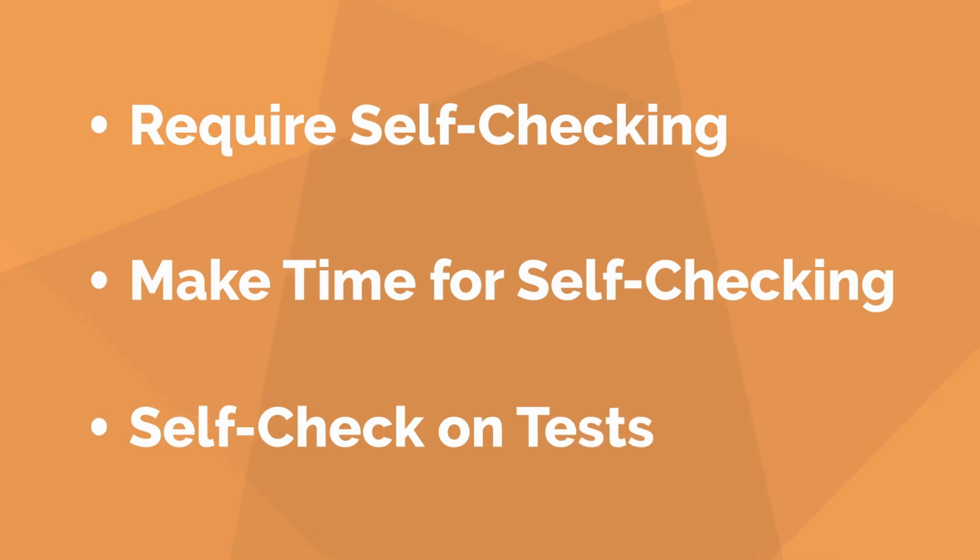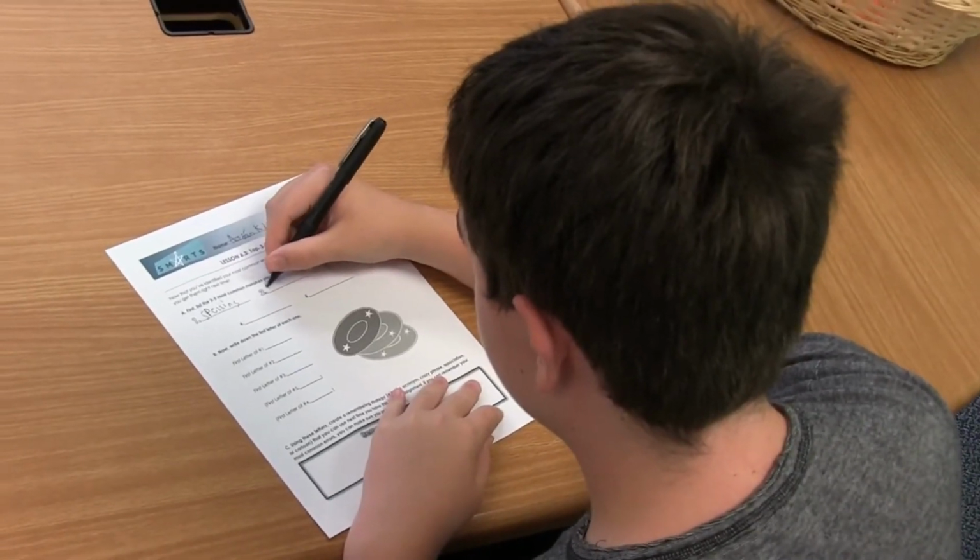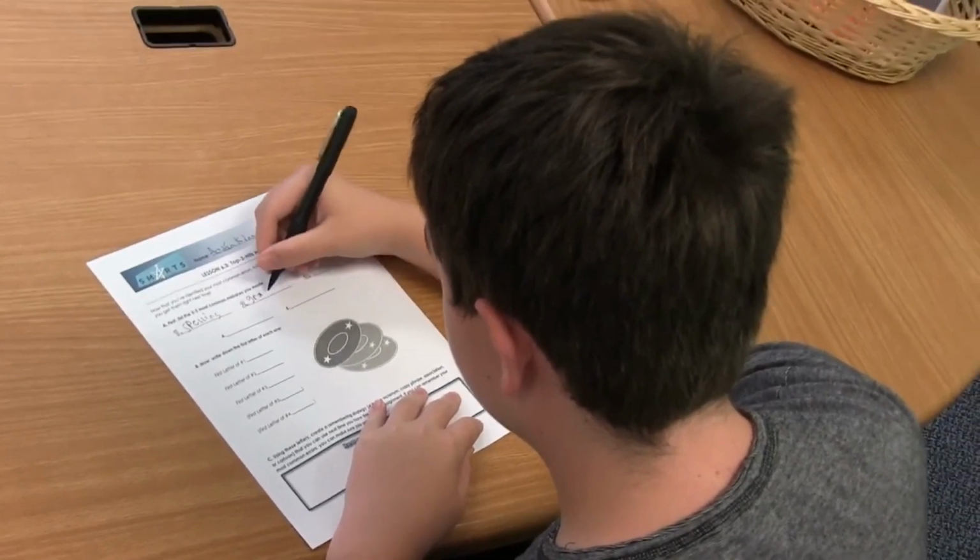Self-check on tests. Provide a space at the top of tests and quizzes that students can use to record their top 3 hits, their most common errors. Students should use these checklists when reviewing their tests before handing them in to the teacher. Keep these concepts in mind as you teach the SMARTS self-monitoring and self-checking strategies.